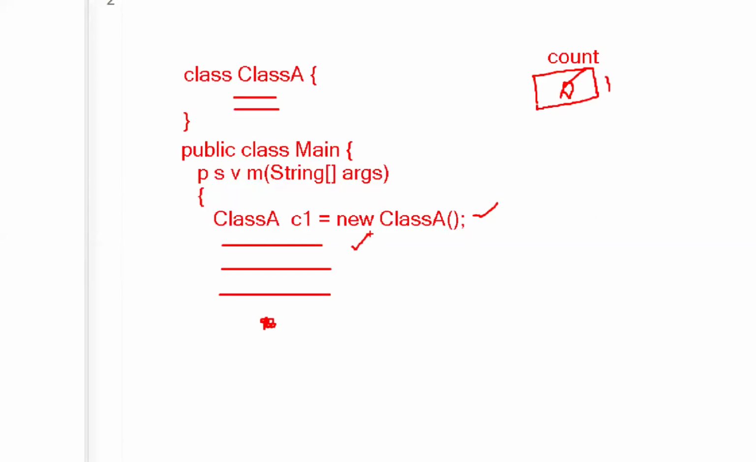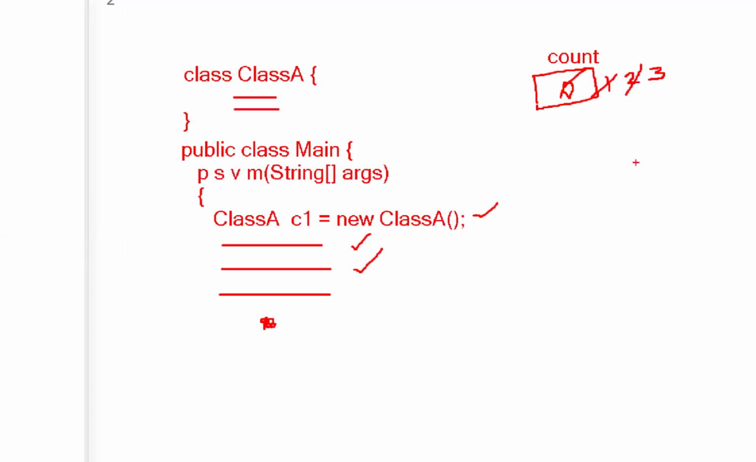What happens when the second object is created? Increment the same count value by 1 again. It becomes 2. If another object is created, increment the count value by 1. Now 2 becomes 3. Count becomes 3. If you display the count value, you will get what?